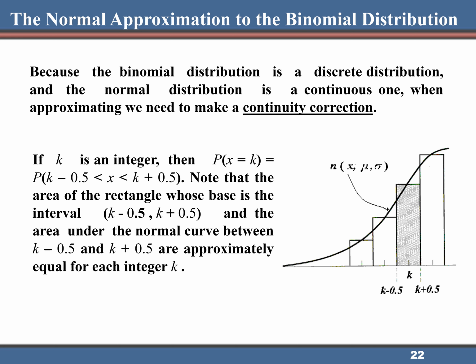A continuity correction is required when we approximate the binomial distribution, which is a discrete distribution, by the normal distribution, which is a continuous distribution. Notice the probability that the binomial random variable assumes the value k is the same as the area of the histogram bar above k. This is approximately equal to the area under the normal curve from k minus 0.5 to k plus 0.5.